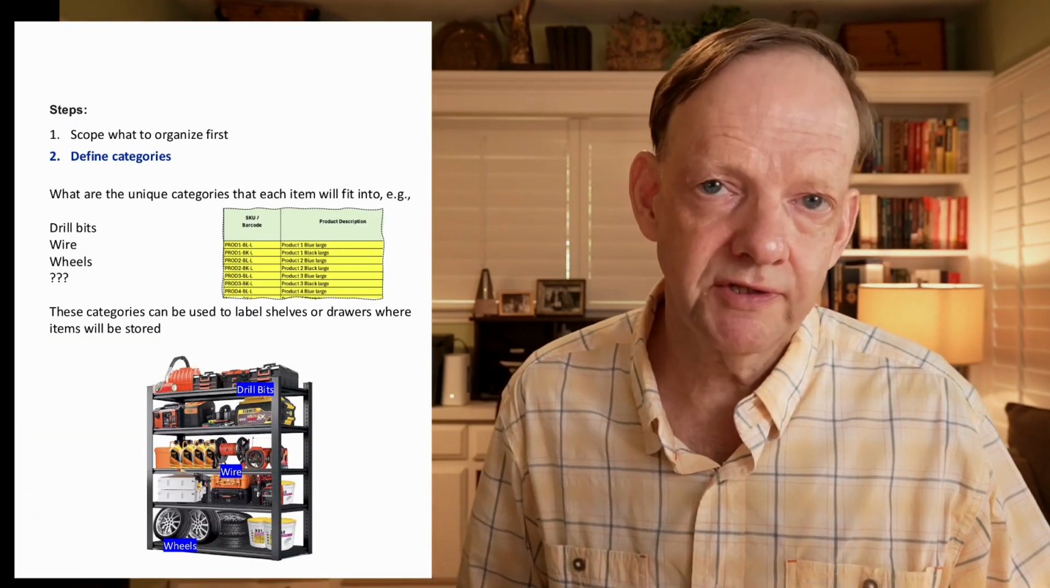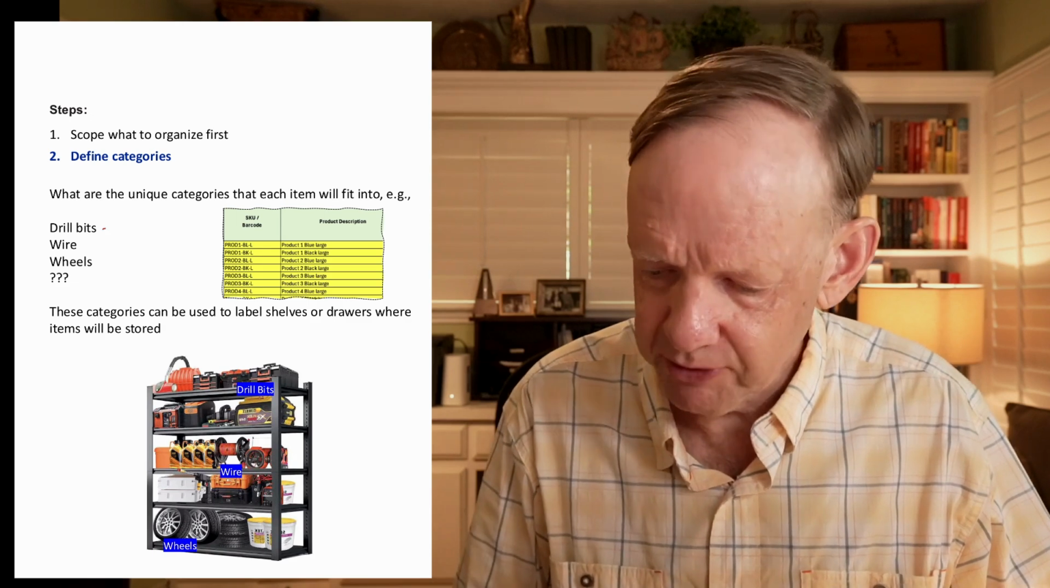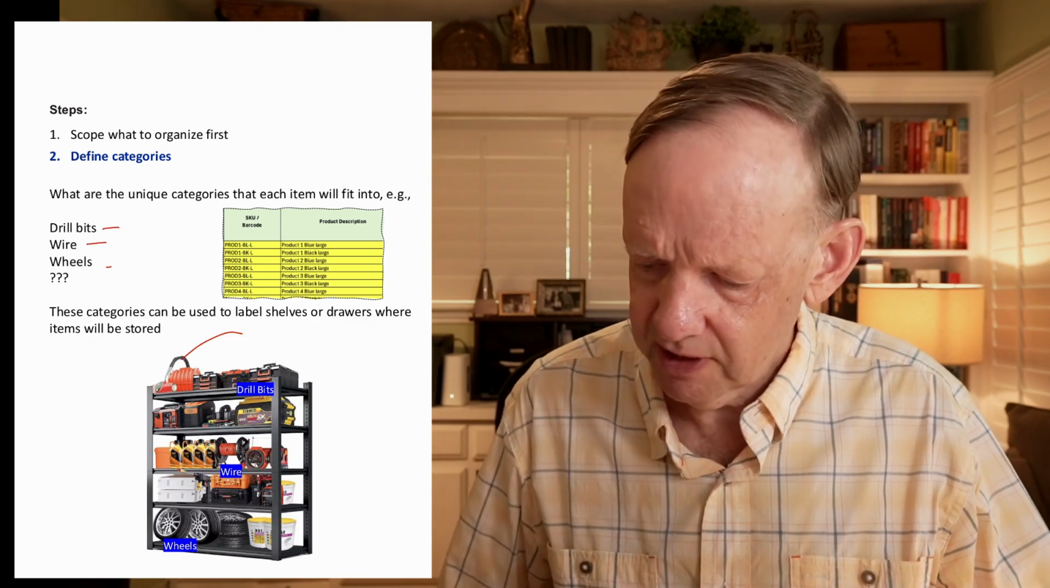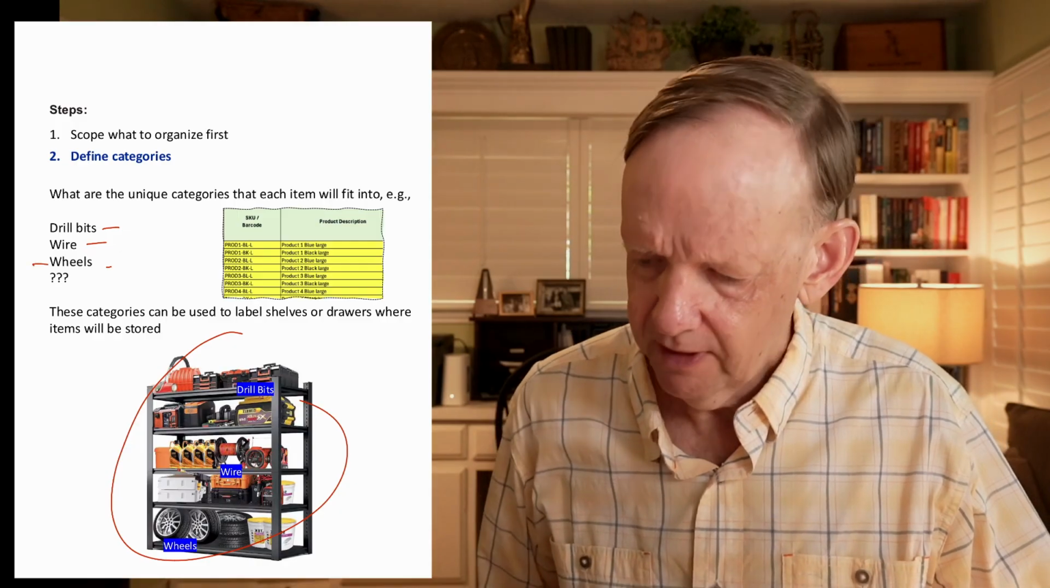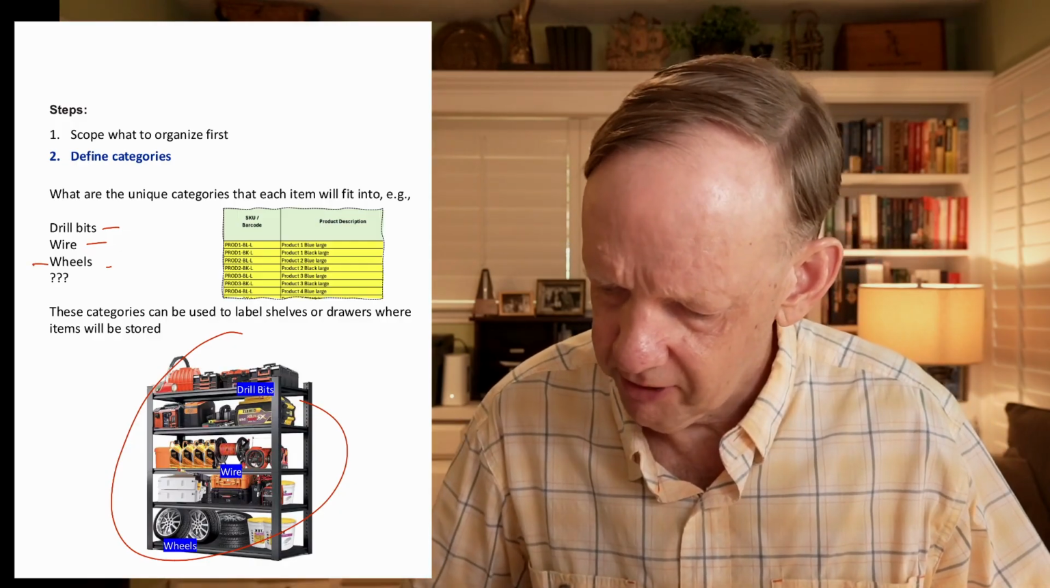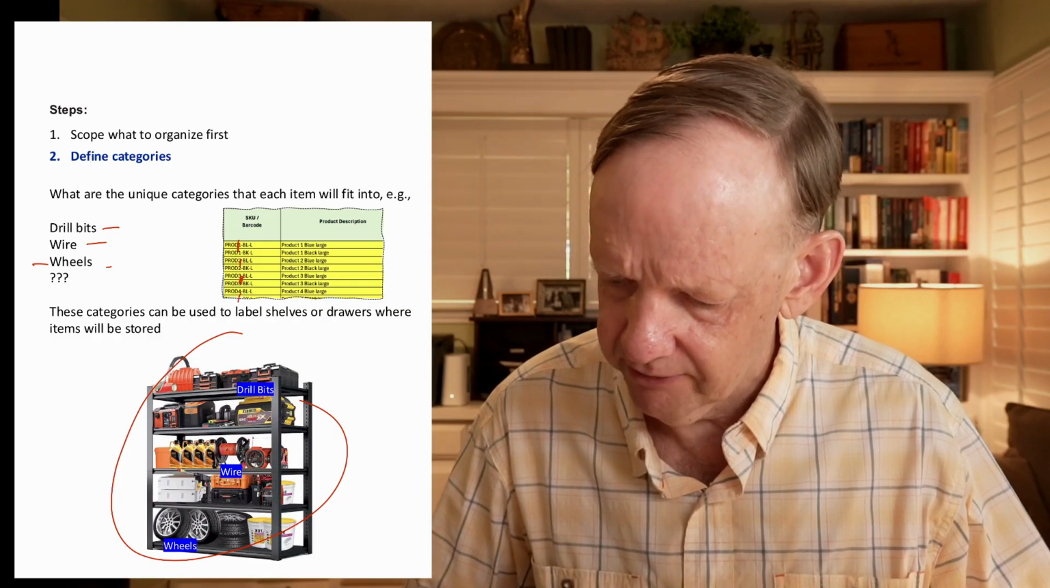Now, step 2 is to define categories. Similar items, we want labels for them too. And so in this shelf here, we have drill bits, wire, and wheels, okay? In my example here, we have product number 1, okay? Product number 2, product number 3, and then 4.